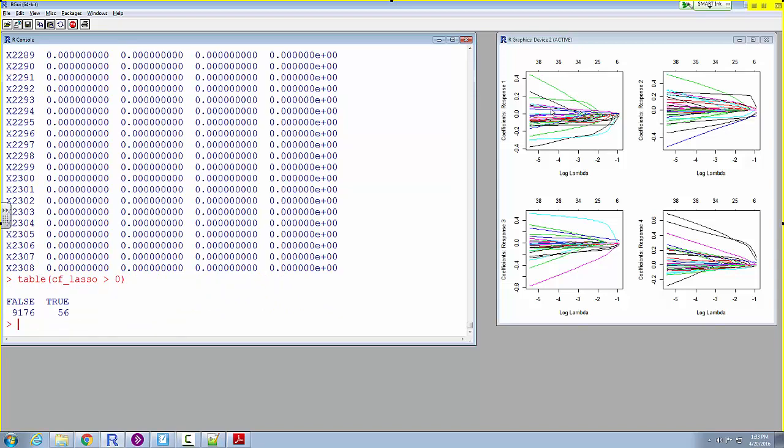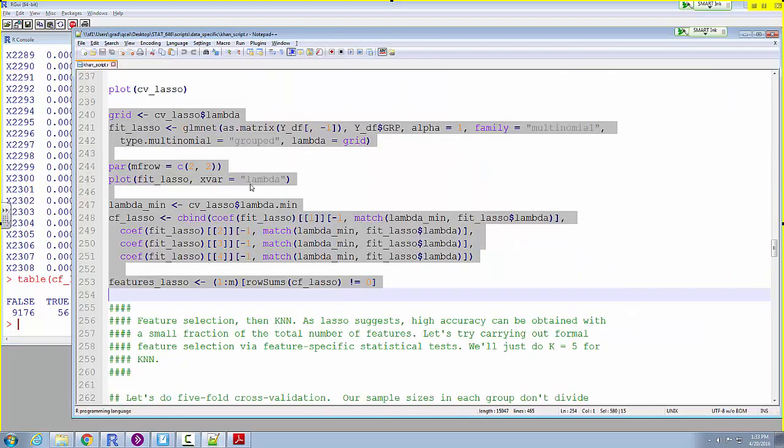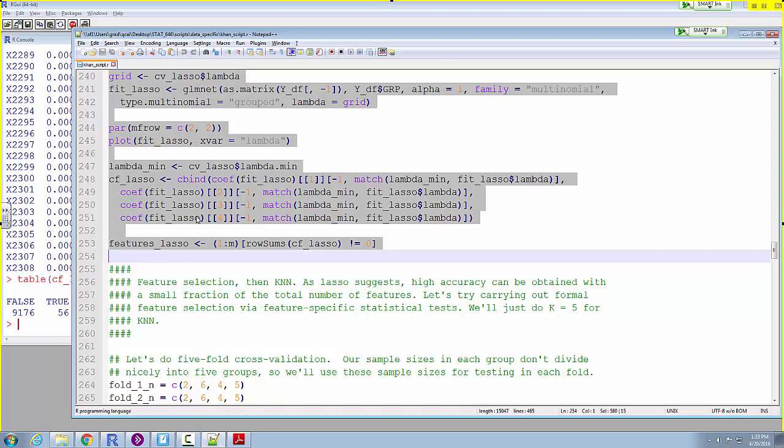There's multiple coefficients because of the way this model works, there's a couple more comments to make, but the fact that there's very few non-zero elements in there means that we've shrunken the 2,300 down a lot. Feature selection. Okay, so that's how you can do Lasso.